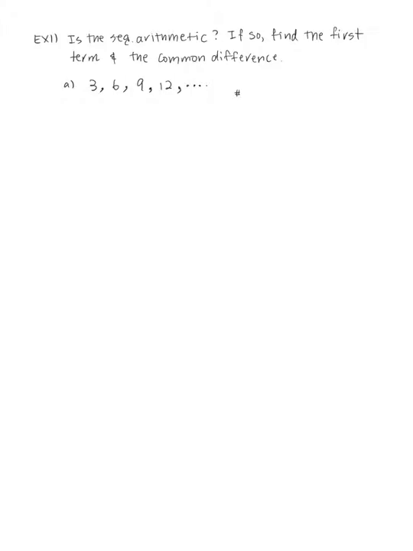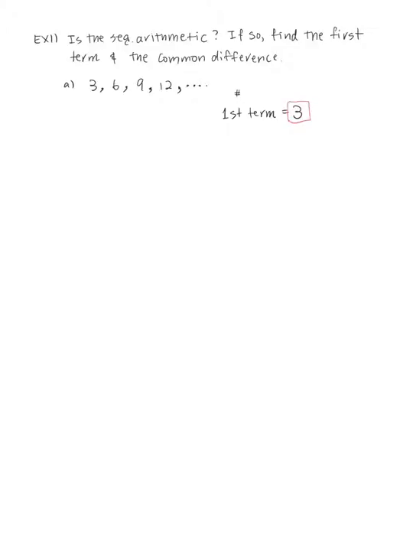Let's do some examples. Example 1: is the sequence arithmetic? If so, find the first term and the common difference. So here I have written 3, 6, 9, and 12. The first one is the easiest one. The first term is going to be 3, as you can see. So let me just write that. First term is 3. So we got that much.